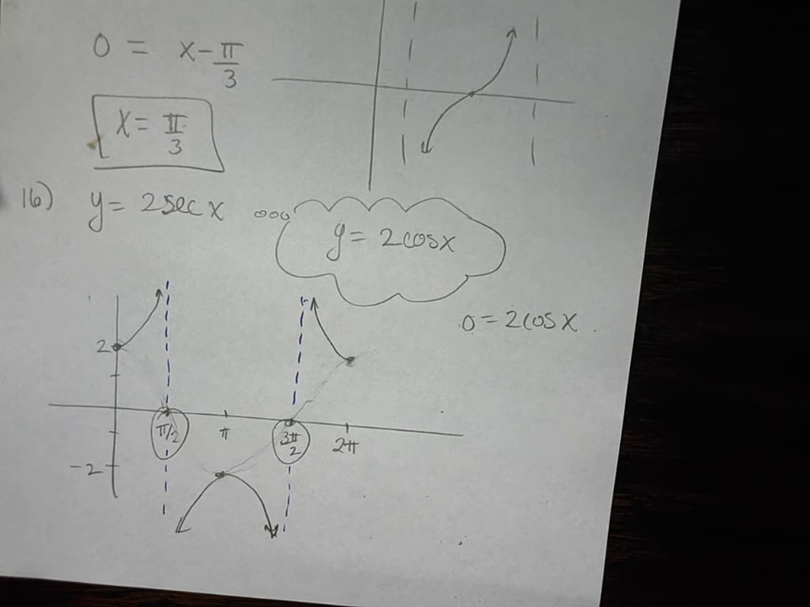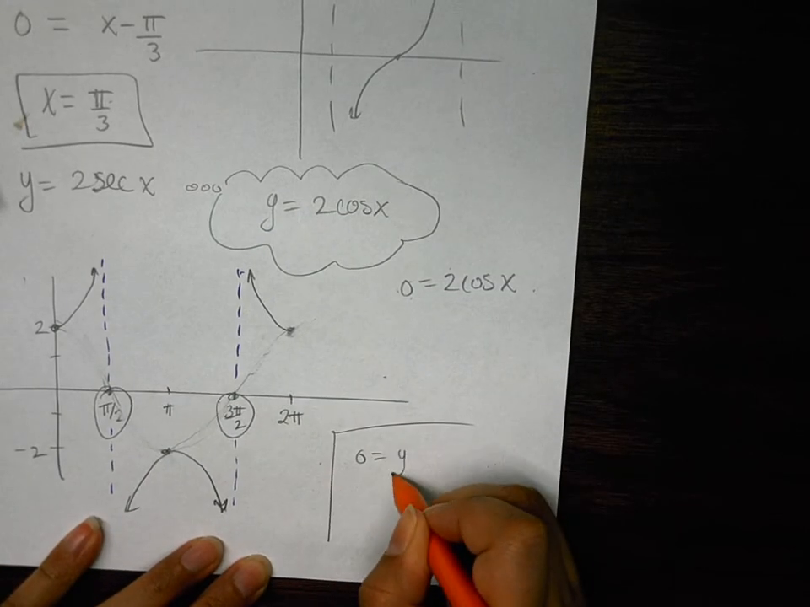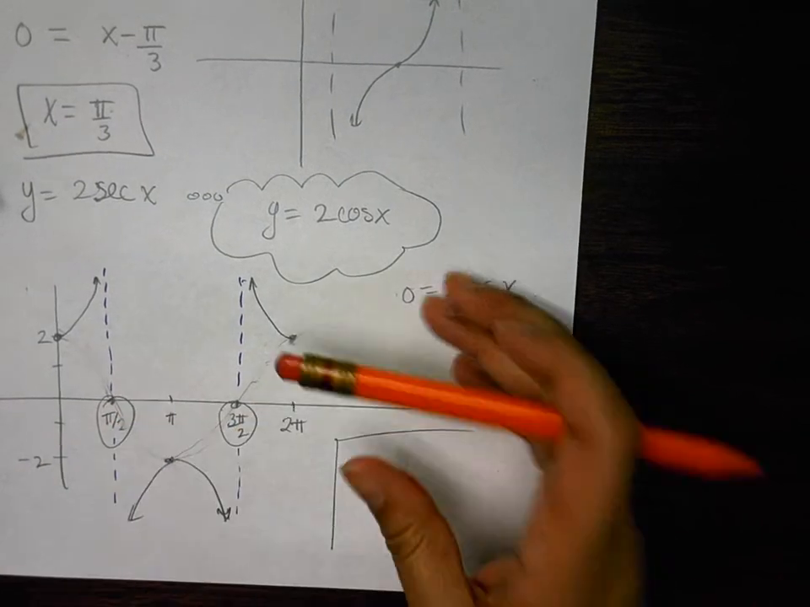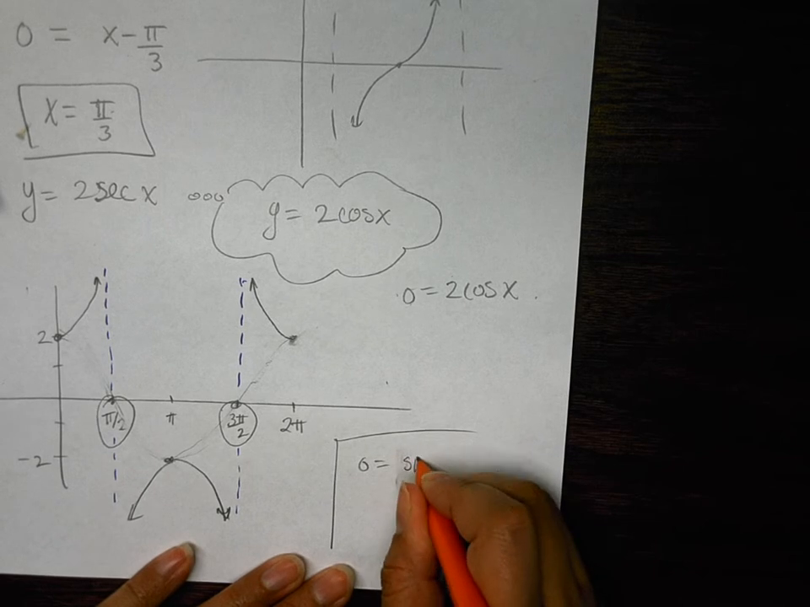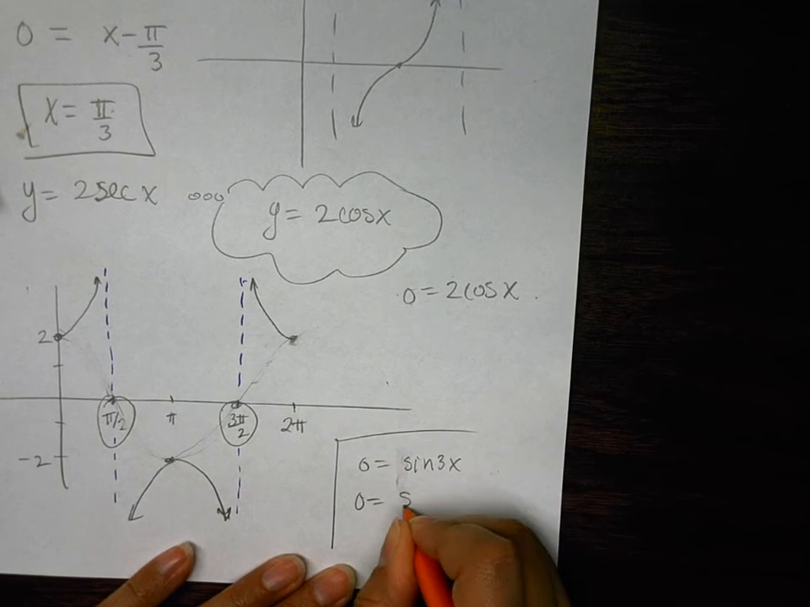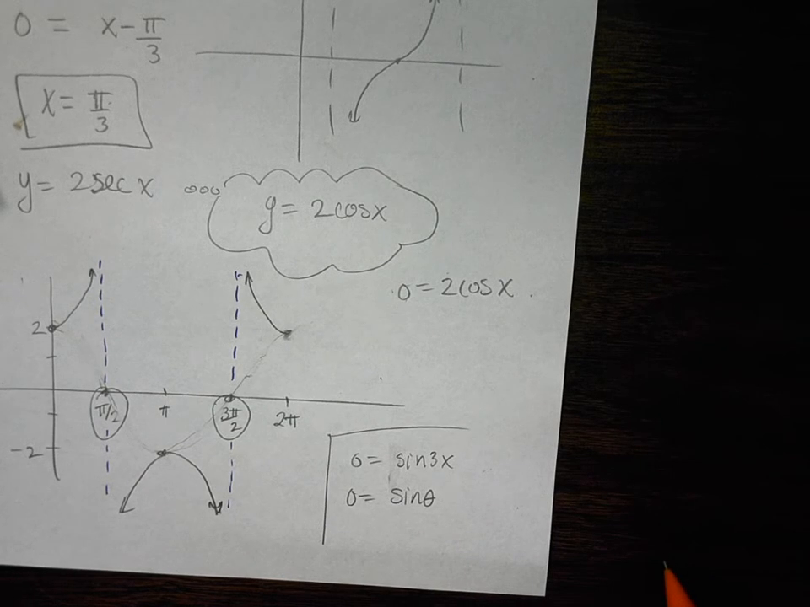But that one's within one period, so you may not have to go as many times around. I'll go ahead and try it and see what you come up with. Or you know what you could do? You said you were going to do 0 equals sine 3x. Just do 0 equals sine theta. Do it that way. And don't do the 3 times around. Which is it? There's 2 places. 0 and 180.